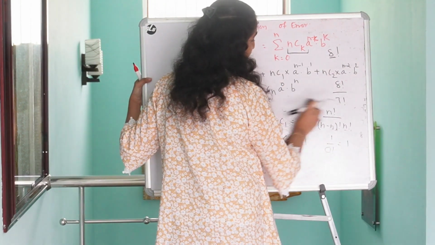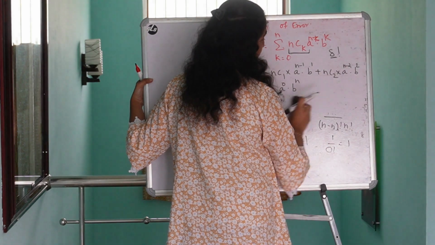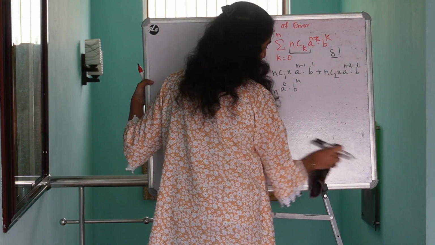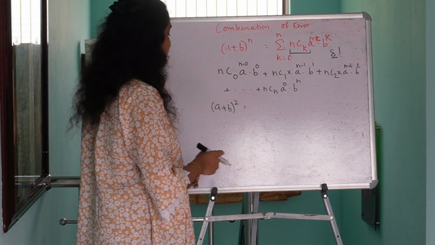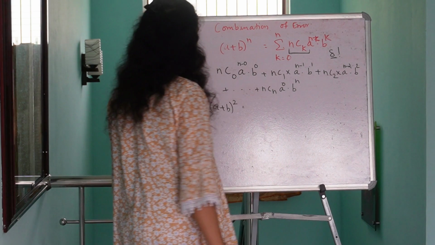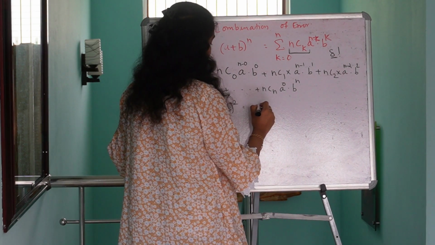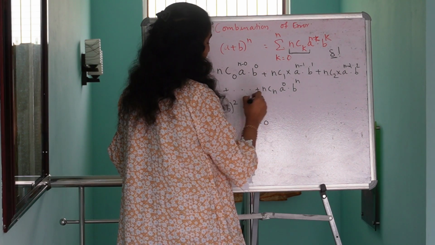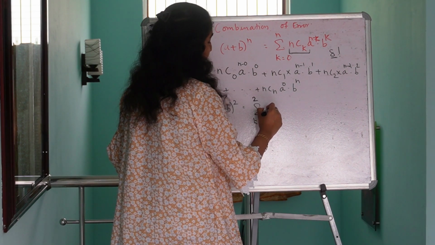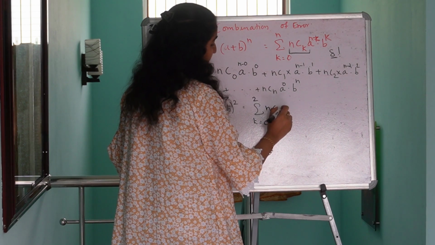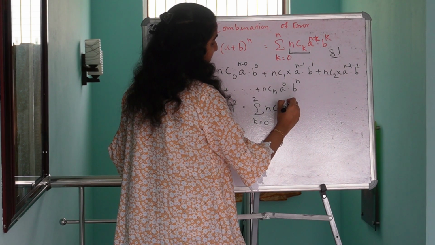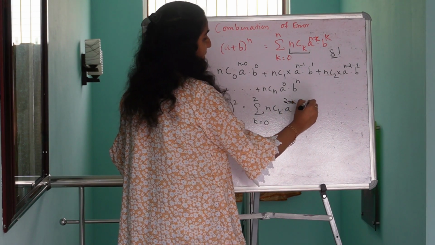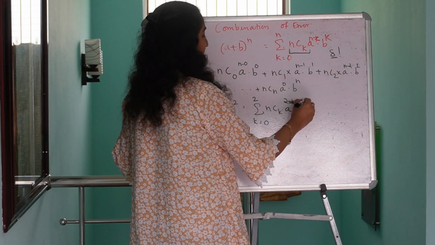So now let's find the value of a plus b the whole square using this binomial equation. Here sigma k starts from 0 and here the n value is 2. Again n c k a power n minus k, here the value will be 2 minus k b power k. Is it clear, guys, up to this?